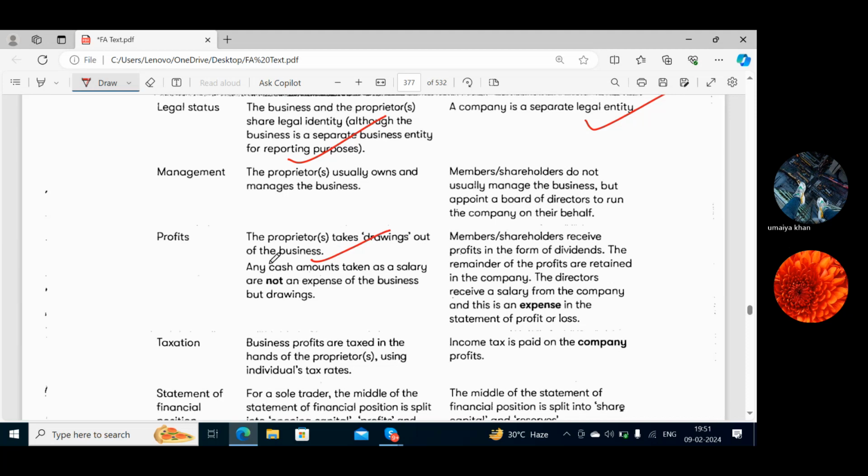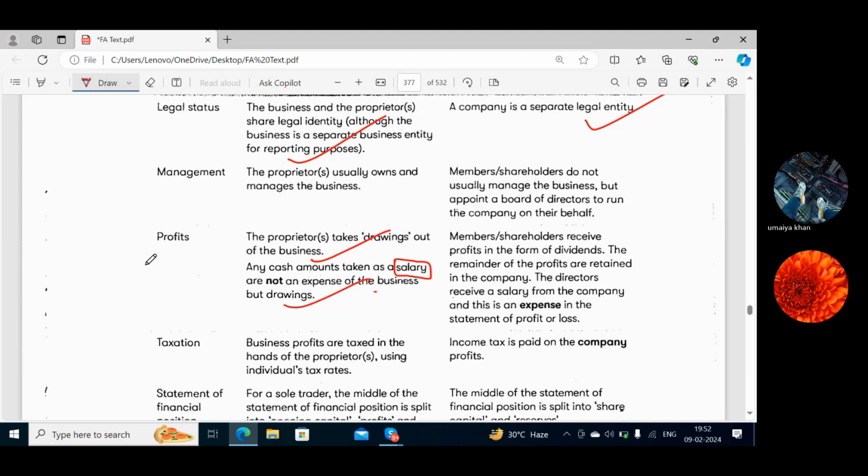The proprietor takes drawings out of the business. That means whatever salary and everything they withdraw, it's drawings. So any cash amount taken as a salary is not an expense of the business, but drawings. You should not consider it as salary taken from the company. See, every sole trader or partner running a business is running it for what purpose? To earn a livelihood. They have to fulfill their daily financial needs and expenses. They are also working for survival.